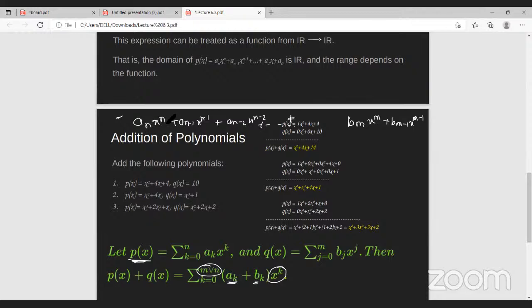So here you can say x to the power k. And suppose m and n are the same, so m minus 1 and n are the same. So I can simply add a_n, the coefficients of the terms having the same degree. Here you can say a_k plus b_k.